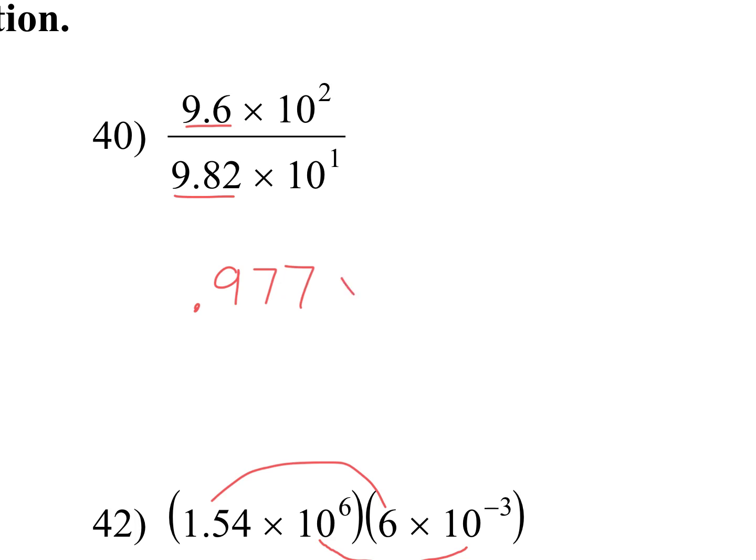And then what do I do when I divide powers of the same base? What do I do with the exponents? Subtract. 2 minus 1? 1. Okay. Can I leave my answer this way? Is it in the correct scientific notation? No. Where do I need to move the decimal? Back 1 this way. So I have 9.77 times 10. I started with the first power.